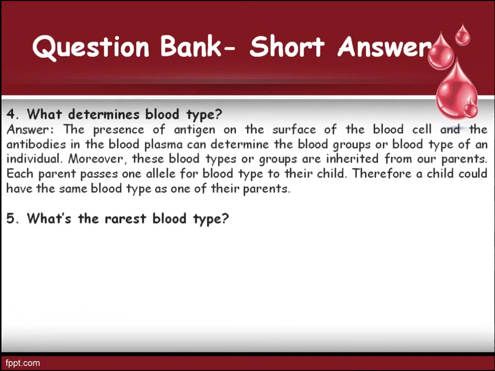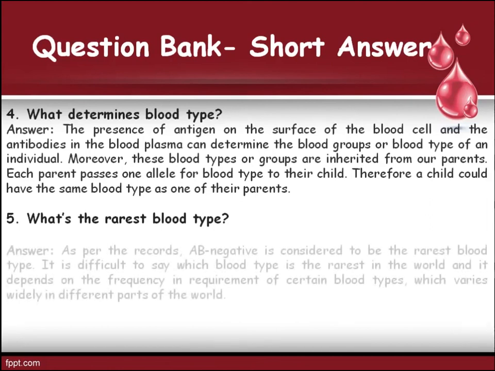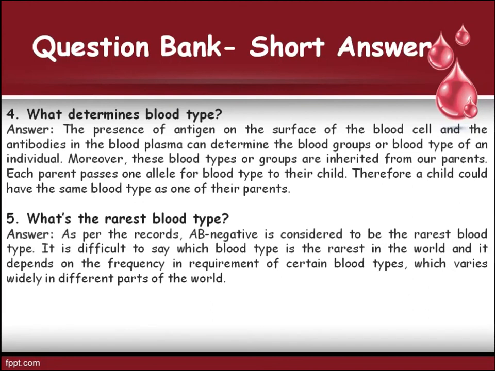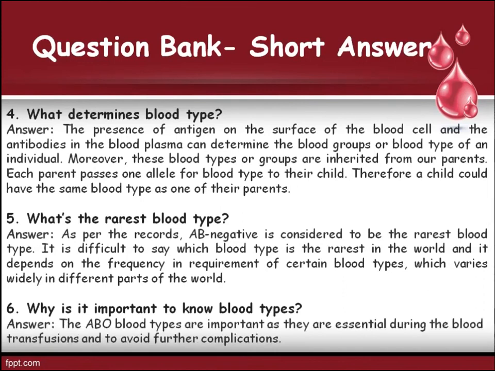Next question. What is the rarest blood type? Answer is, as per the record, AB negative is considered to be the rarest blood group type. It is difficult to say which blood type is the rarest in the world, and it depends on the frequency and requirement of certain blood types, which varies widely in different parts of the world. Next question. Why is it important to know blood type? Answer is, the ABO blood types are important as they are essential during blood transfusion and to avoid further complications.